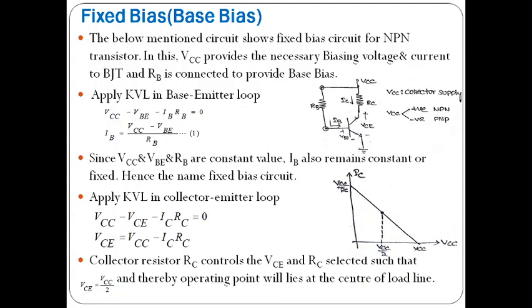Now apply KVL in the collector emitter loop. It is the outer loop. So we can write VCC minus VCE minus IC RC equals 0. From this we can write VCE equals VCC minus IC RC. So while we are designing the circuit, the collector resistor RC controls the VCE.